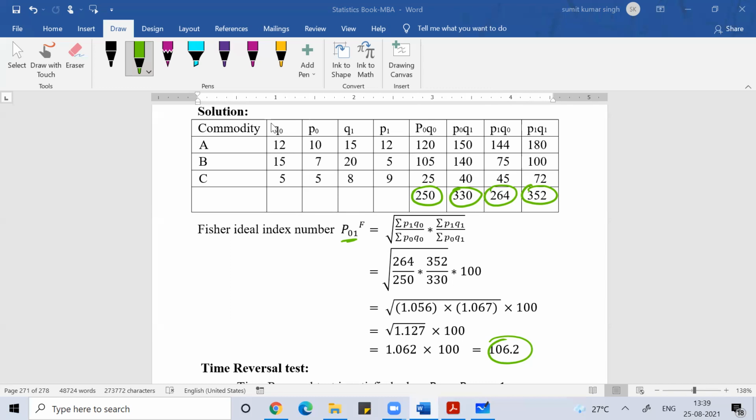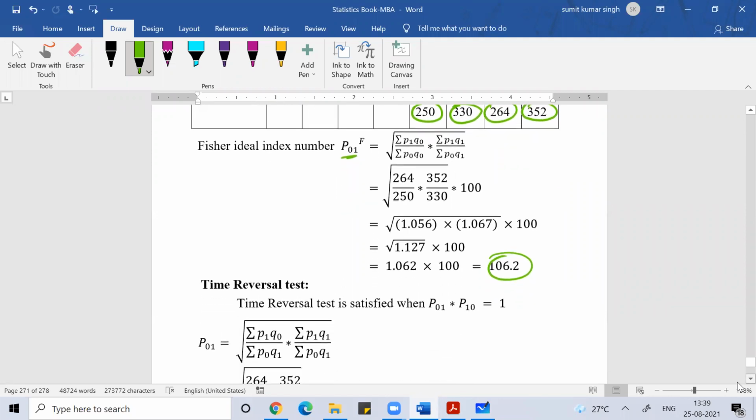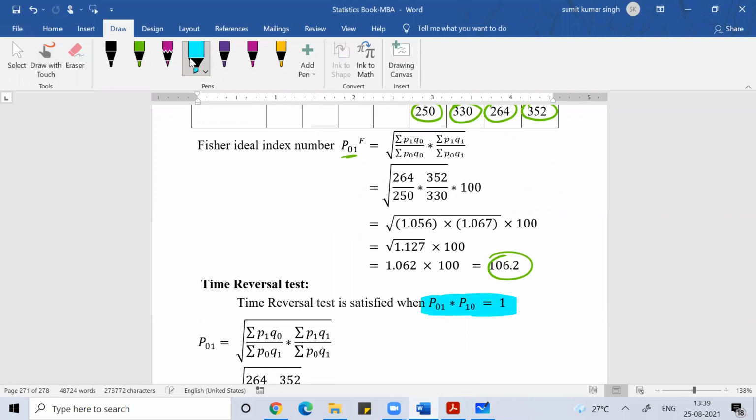So once you have calculated the Fisher ideal index number, now I want to do the time reversal test. So this is P01. Time reversal test means P01 into P10 should be equal to 1. That should be equal to 1.